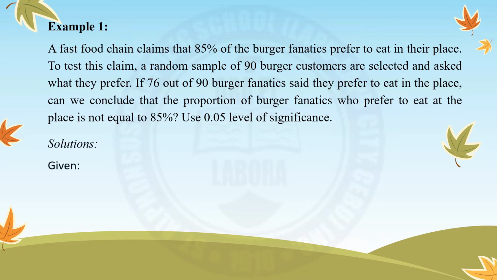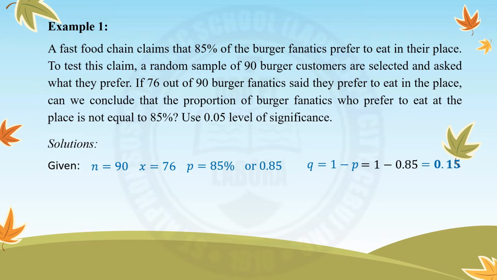So for the solutions, our given values based on the situation: n, or the sample size, is equal to 90; x, or the number of elements in the sample, is equal to 76; p, or the population proportion, is equal to 85% or 0.85; q is equal to 1 minus p, which is 1 minus 0.85 because we substitute the value of p, and the answer is 0.15.